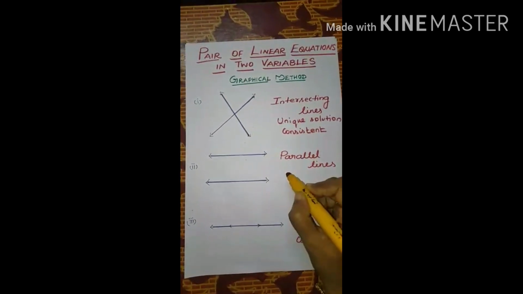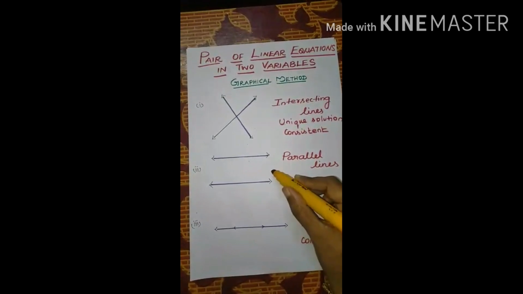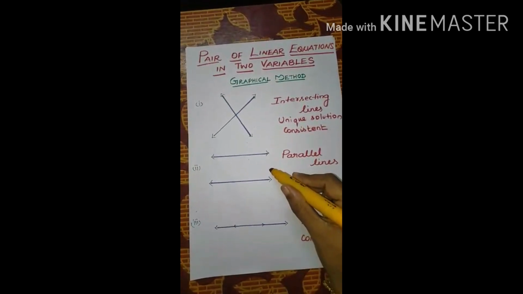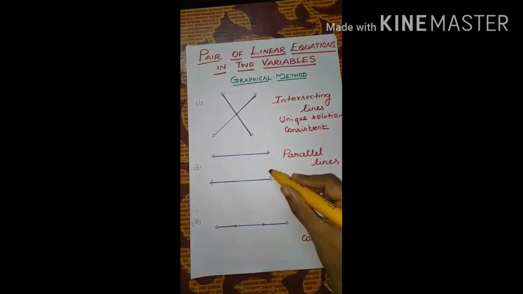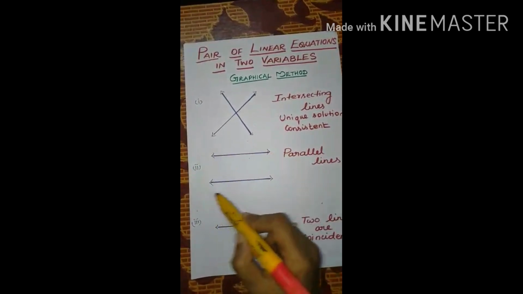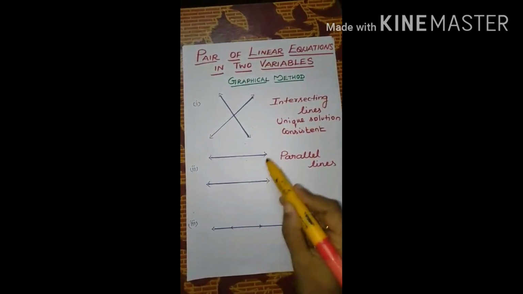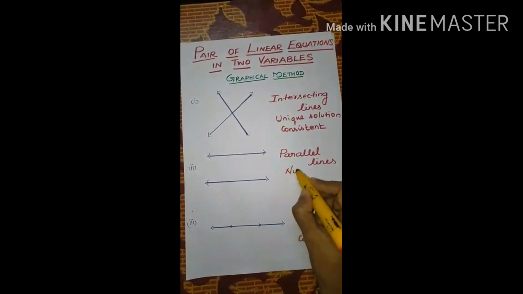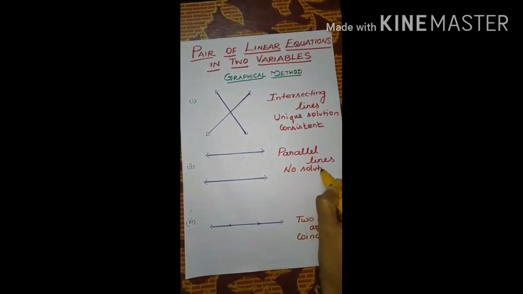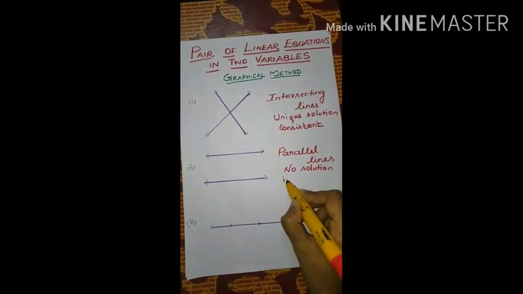The next one, if the lines are parallel, then the pair of equations has no solution. The pair of equations is inconsistent. Here the two lines don't meet at any point, so they are parallel lines. Here, no solution, and inconsistent.